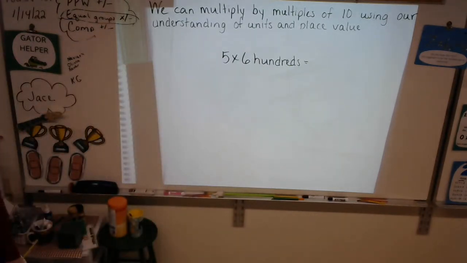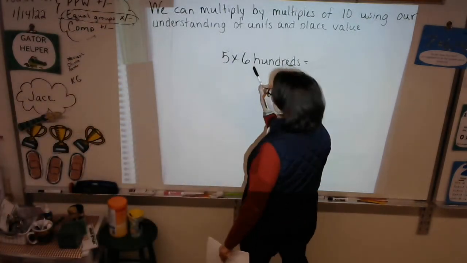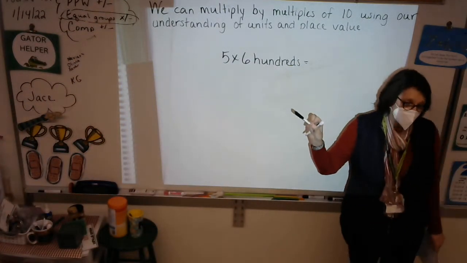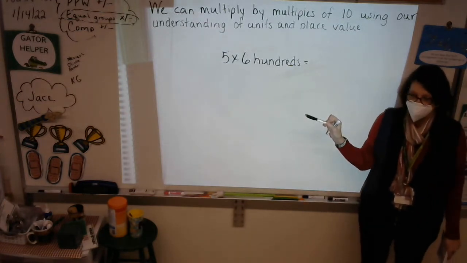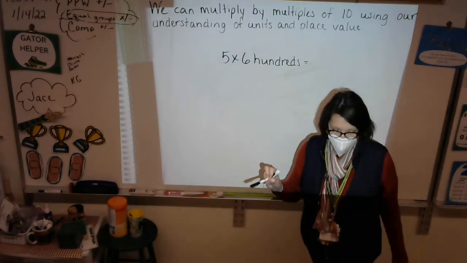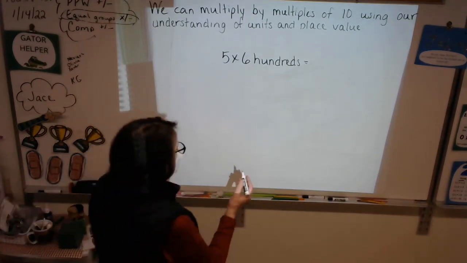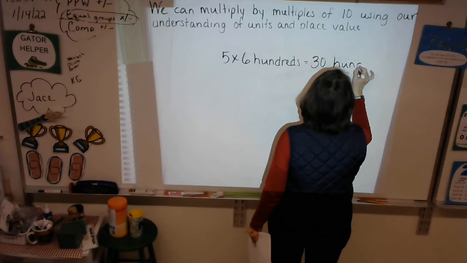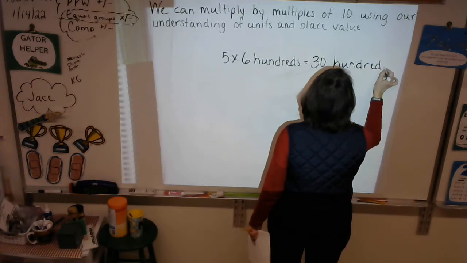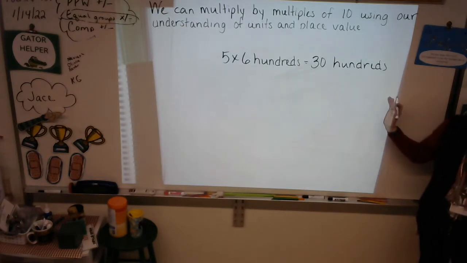You guys know. I want you to write it like this. This is called unit form. Please don't take shortcuts. 5 times 600. I've got people who are writing things that I am not writing on the board. So 5 times 600 gives you what, Jace? 30 what? Yeah, 30 hundreds. Do you see why we did that activity at the beginning of the lesson? So you understand how to multiply in unit form. So 5 times 600 gives you 30 hundreds.